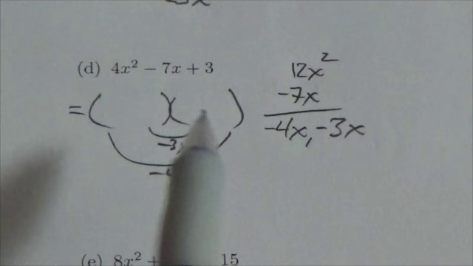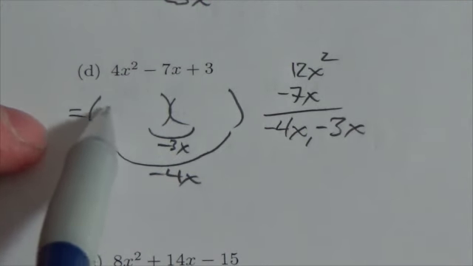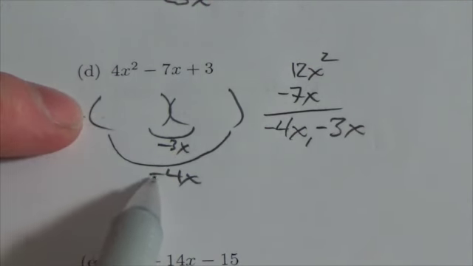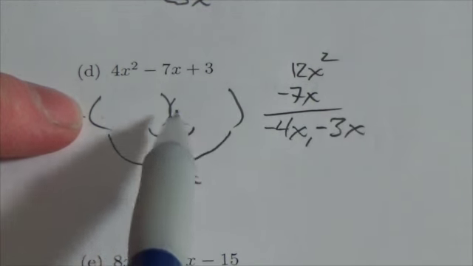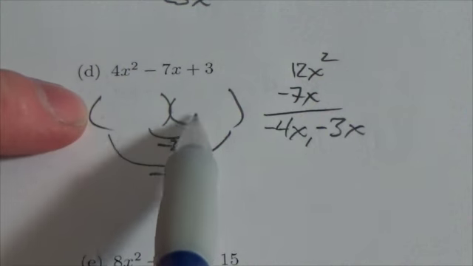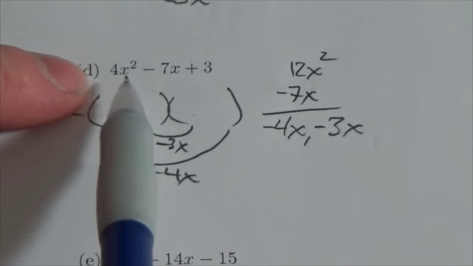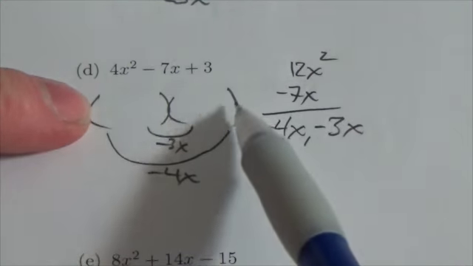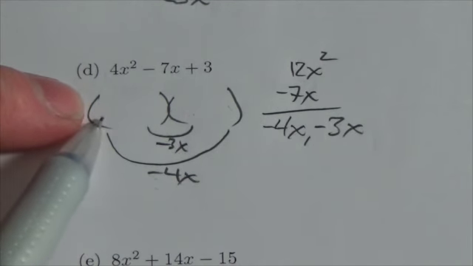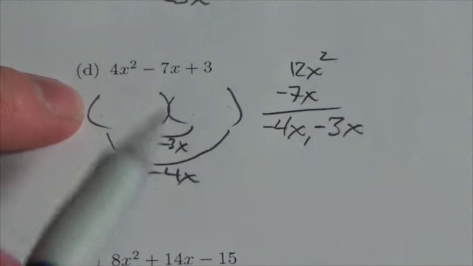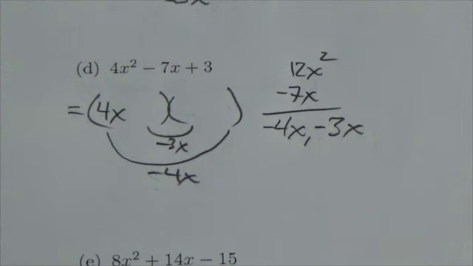Now I've got one other thing to consider here though. This first term here is also got to be a factor of negative 4x when I multiply it here. So this term multiplied by this one gets us 4x squared. This term multiplied by this one gets you negative 4x. Well, what should that be? The biggest number that I can think that would go for both of those would be 4x.